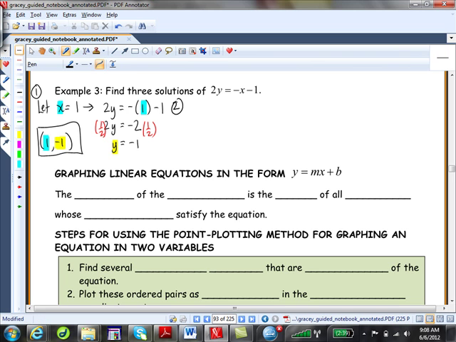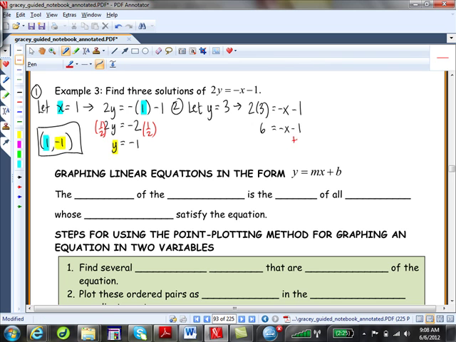Okay, so here's another one. Why don't we let y equal something? So let's let y equal to, what do you think? 3. So then we would have 2 times 3 is equal to negative x minus 1. Right. This gives us 6 equals negative x minus 1.